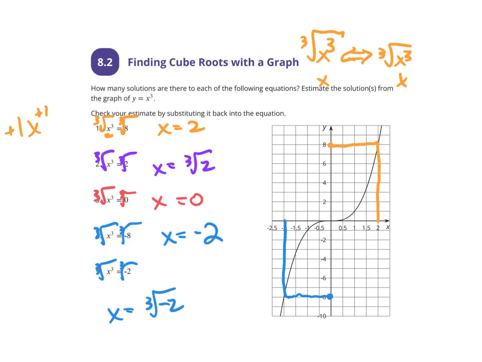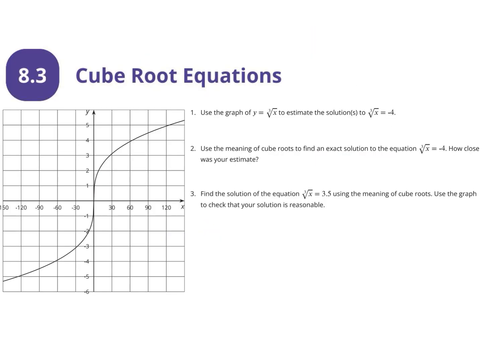So this is the difference between evens and odds. You can take the odd roots of negative numbers. Now, if we were to graph y equals the cube root of x, this is what your function would look like. So, use your meaning of cube roots to find an exact solution to -4.